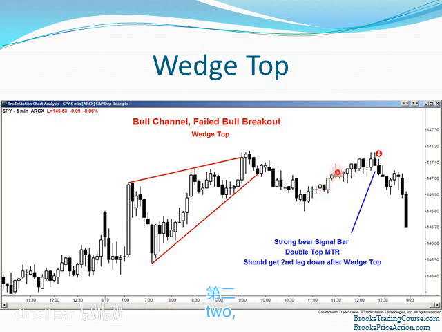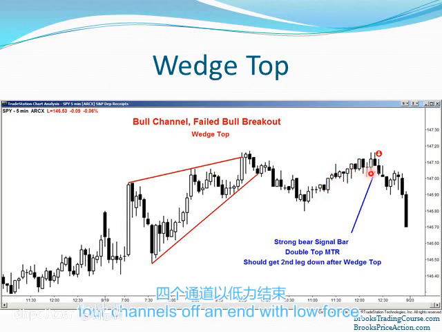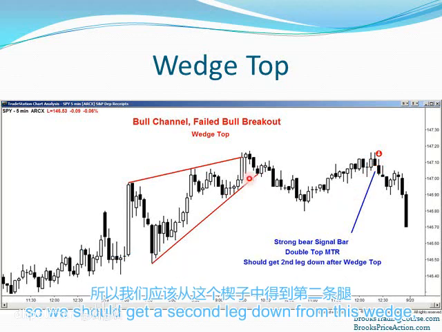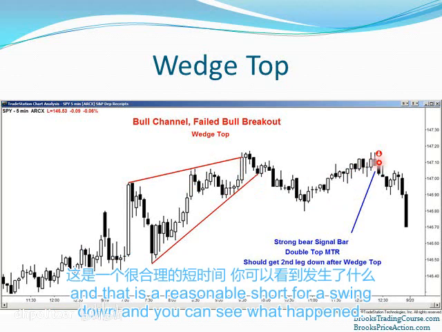short. 1, 2, 3, 4. Channels often end with low 4s, and this is a channel. And we have a decent sell signal bar, a bear bar closing on its low. So we should get a second leg down from this wedge, and that is a reasonable short for a swing down. And you can see what happened.